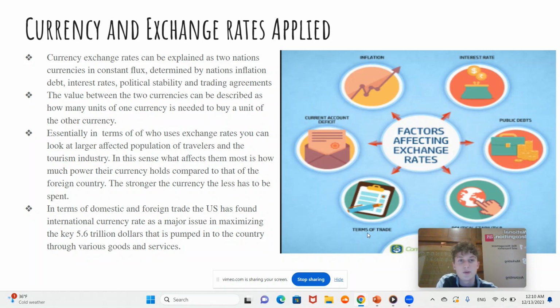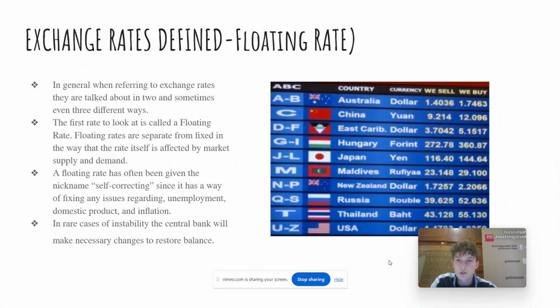Over on the right side, you can just see a couple of the major things we're going to be looking up that affect exchange rates. Starting with inflation, of course, interest rates, debts, terms of trade, account deficit. Next, we're going to be delving into the different types of exchange rates.